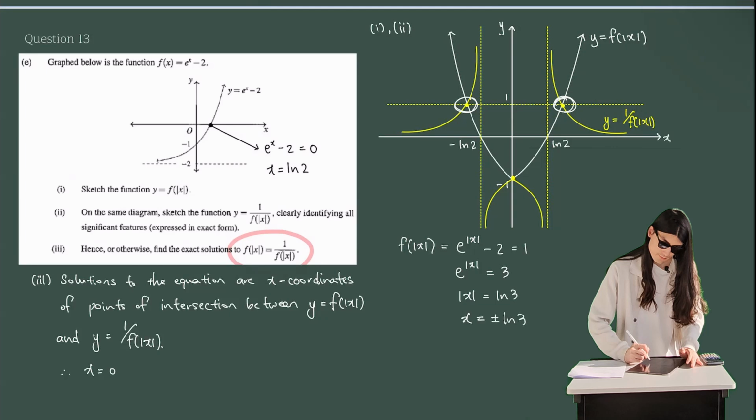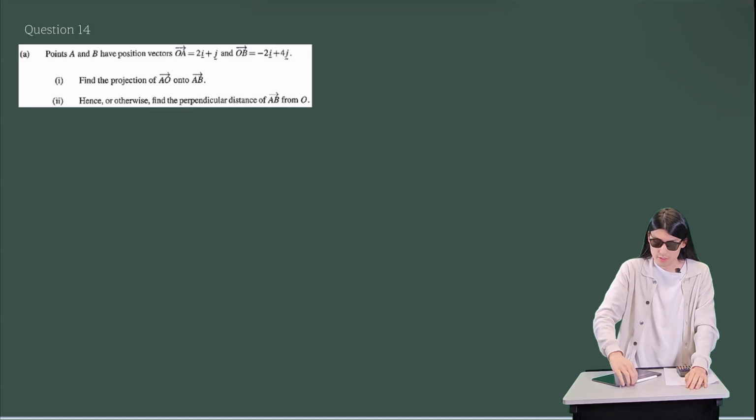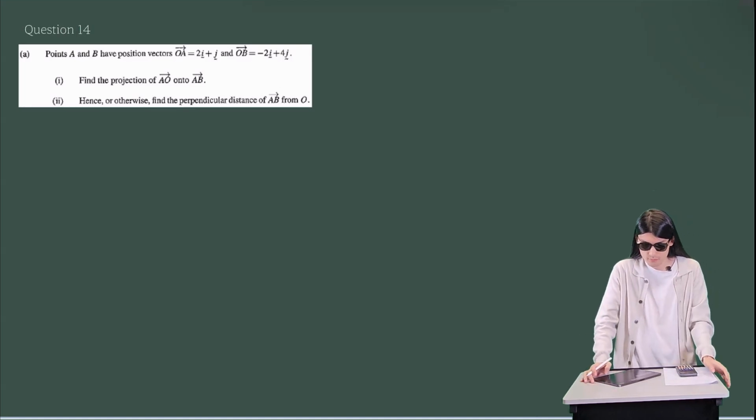And of course, the fact that we get plus or minus the same value as the solution makes sense because symmetry about the y-axis was one of the things which was emphasized during the sketching phase of the question, wasn't it? So yes, the three solutions to the equation are 0 and plus or minus ln 3. Okay, to question 14 we go.